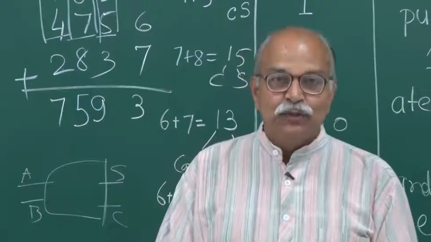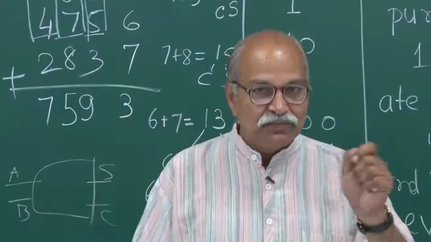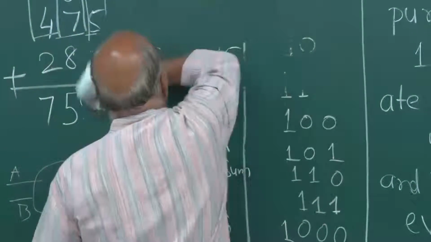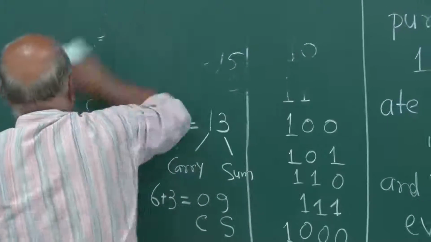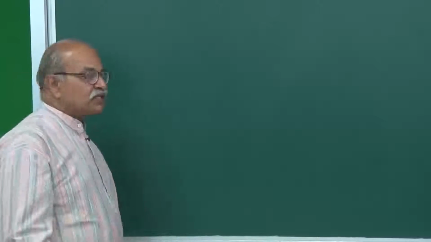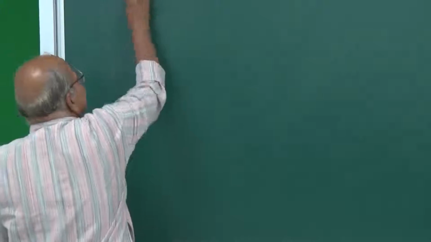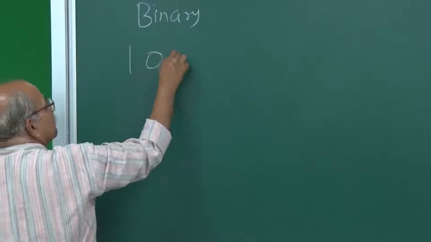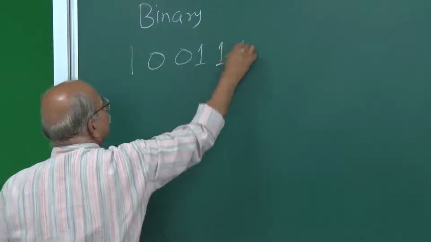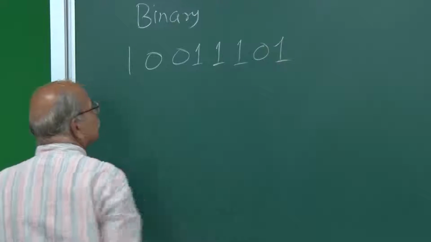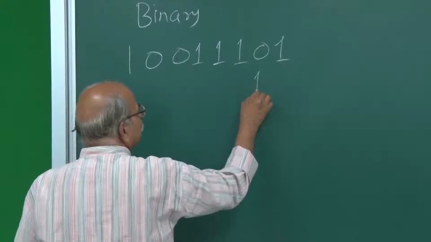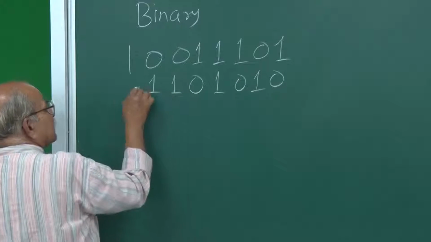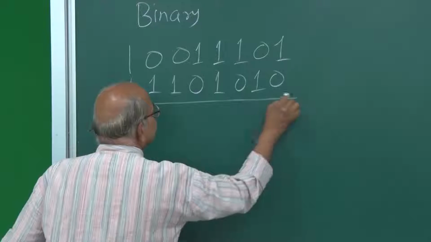So let me do an addition of two numbers written in the binary system. So let us take two numbers in the binary system. I have two numbers, let's say 1 0 0 1 1 1 0 1, like that, and the next number could be 1 0 0 1 0 1 1 1, like that, and we have to add.